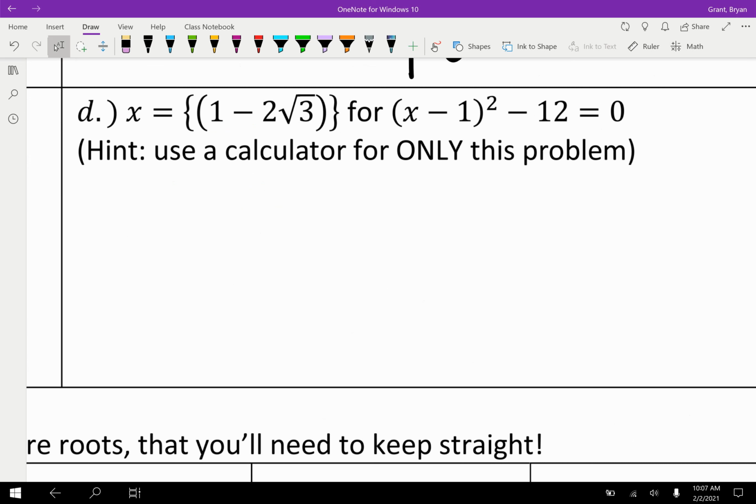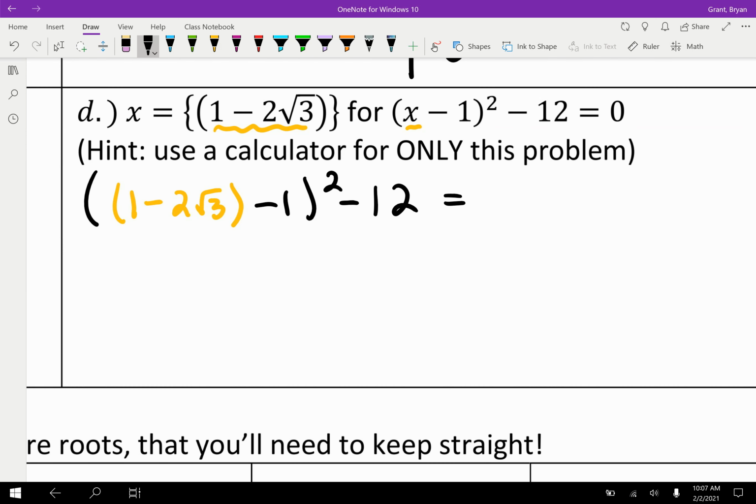You actually don't have to, and I'm not going to, but if you wanted to use it, that's totally okay. So here's how this one works. We're going to take x, and it's going to be replaced with this crazy thing right here. So we have 1 minus 2 square roots of 3, and then there's a minus 1 and a square and a minus 12, and all of that is supposed to be equal to 0.